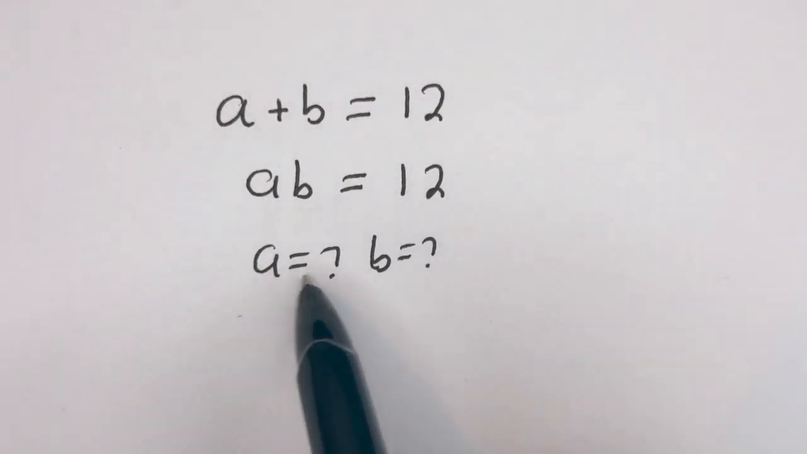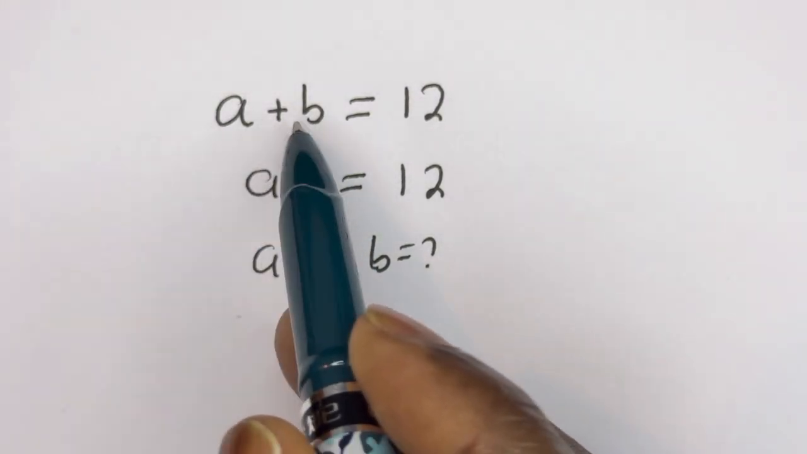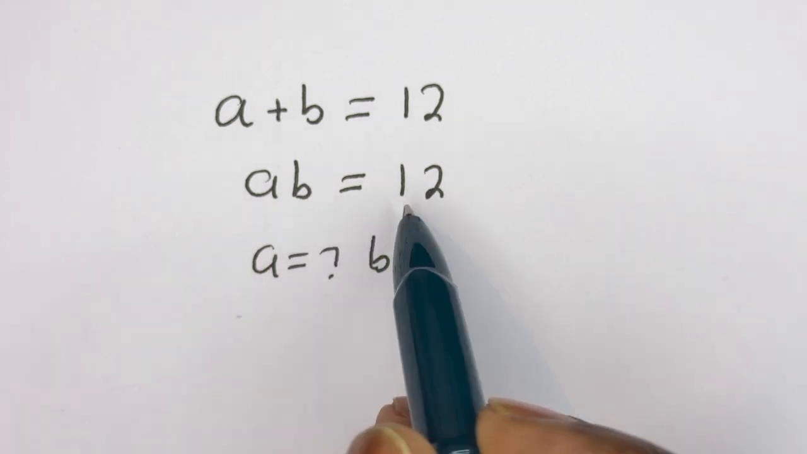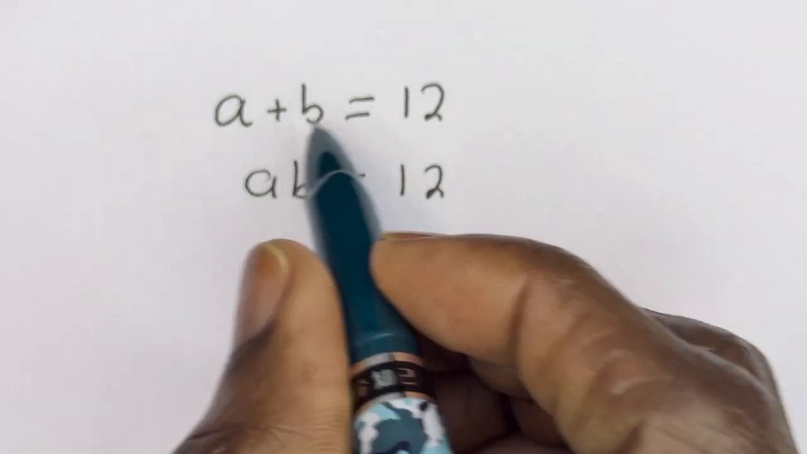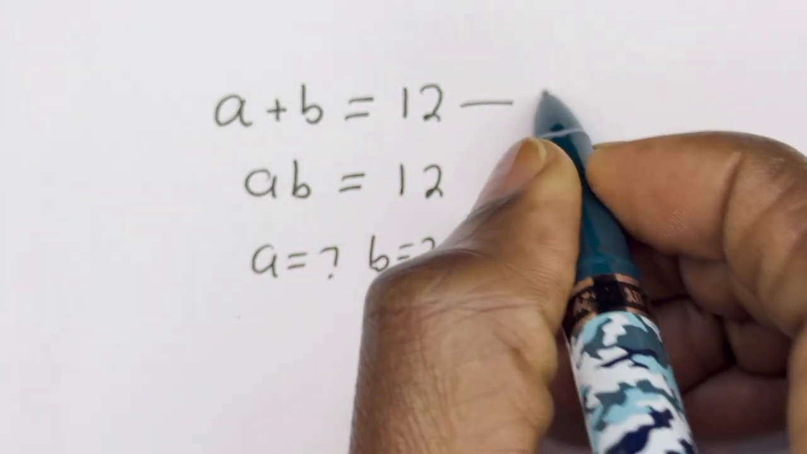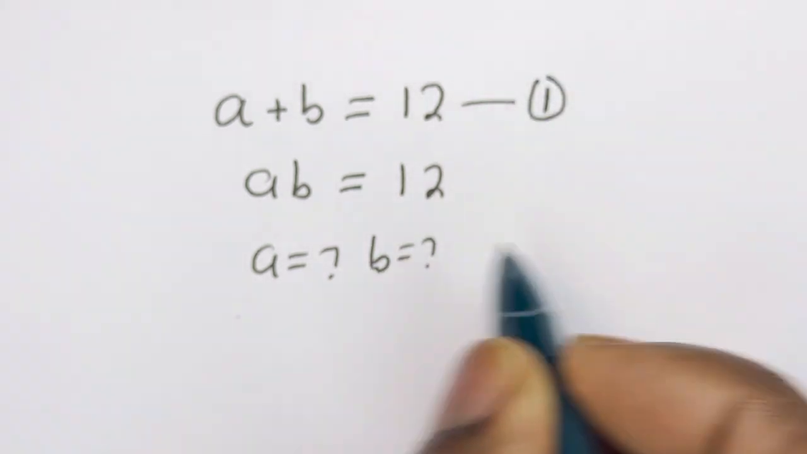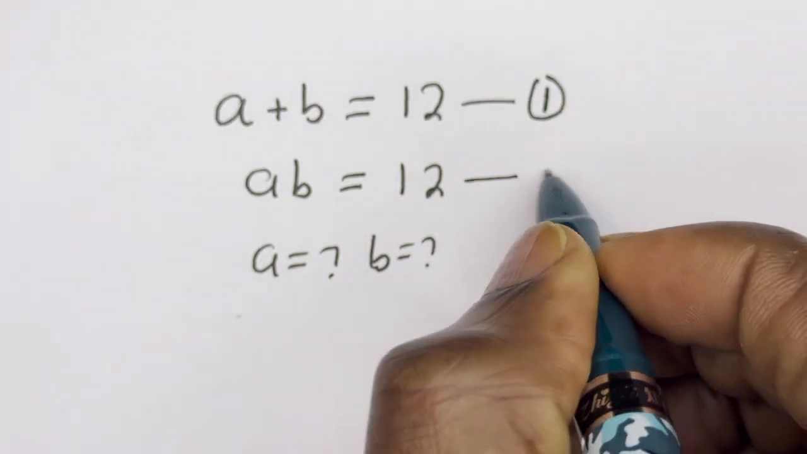Hello, how to solve for a and b in this equation? A plus b is equal to 12. ab is equal to 12. Let's call the first one equation 1: a plus b is equal to 12. And the second one equation 2: ab is equal to 12.